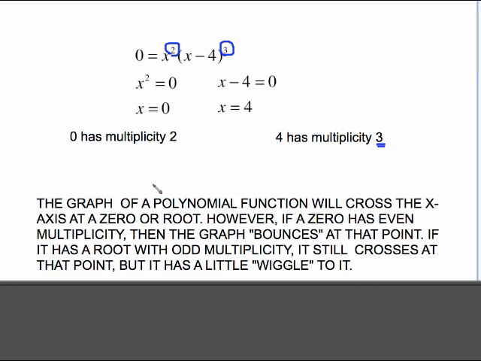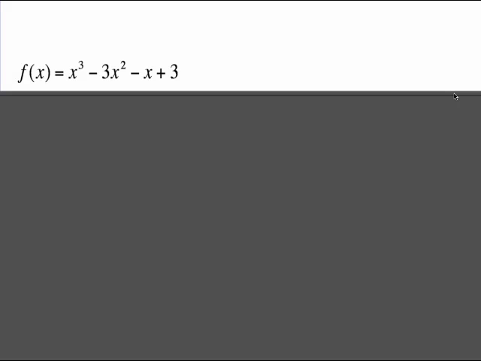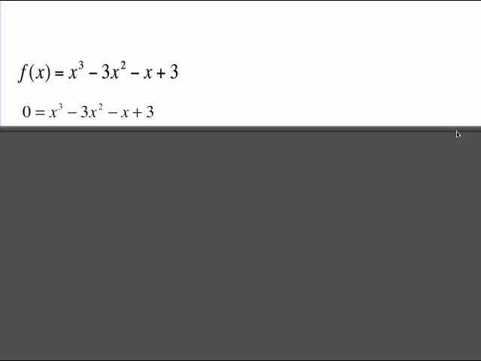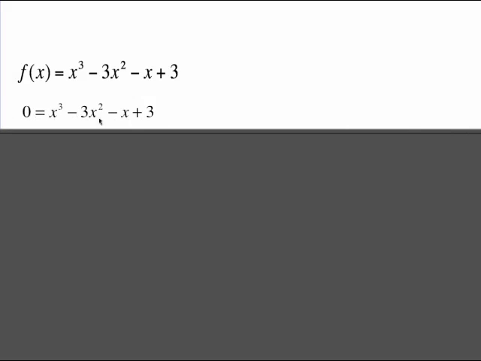You're going to see this happen on some functions in the next video. Let's see if we can put all this together to get a complete graph of a polynomial. There's our original function. Set it equal to 0. Because this has got 4 terms, we need to think about factor by grouping.